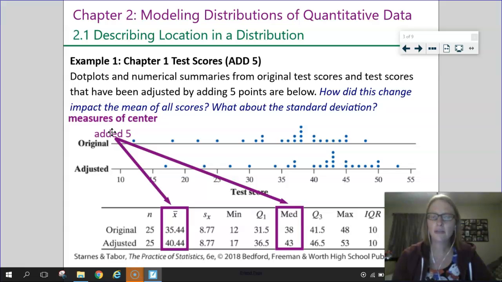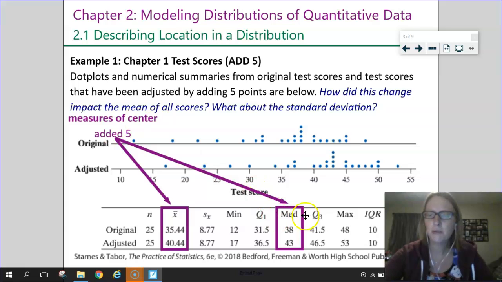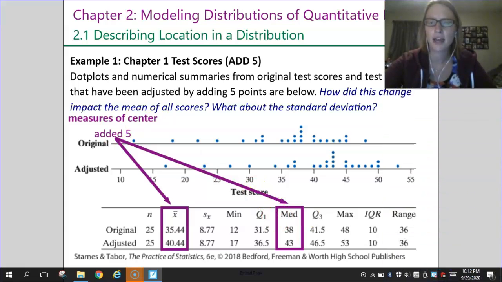Now let's take a look at the measures of spread. When we're looking at spread, we're not looking at where the data points are, but instead looking at, for example, the difference between the highest and lowest data point. I'm going to move my video out of the way so that you're able to see the range and IQR on the end there. Notice the range stayed the same.